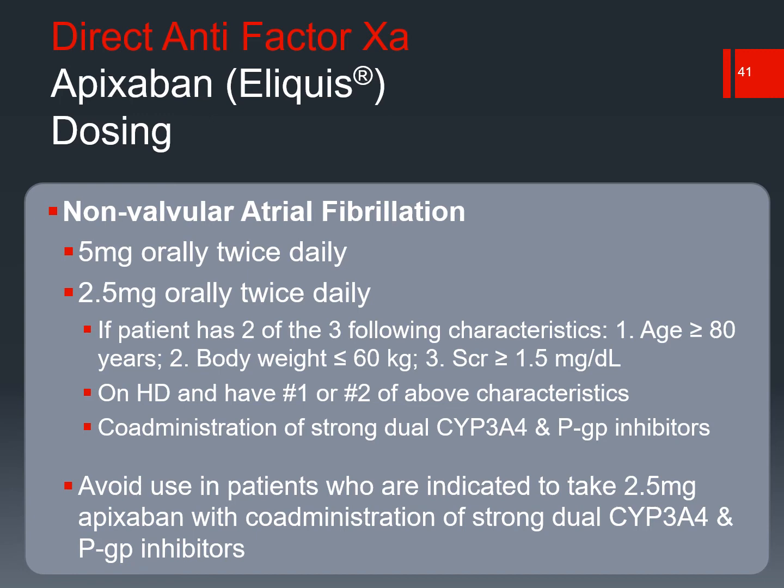So here we have our standard dosing of 5 milligrams of apixaban orally twice daily. We also have a reduced dose of 2.5 milligrams twice daily when patients meet 2 of the 3 criteria listed below. So if patients are over the age of 80, less than 60 kilos, or have a serum creatinine greater than 1.5 milligrams per deciliter, they may be considered to use a reduced dose.